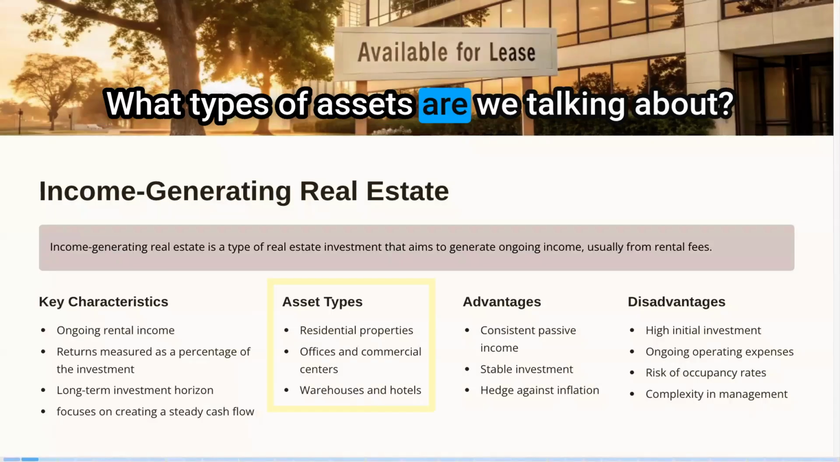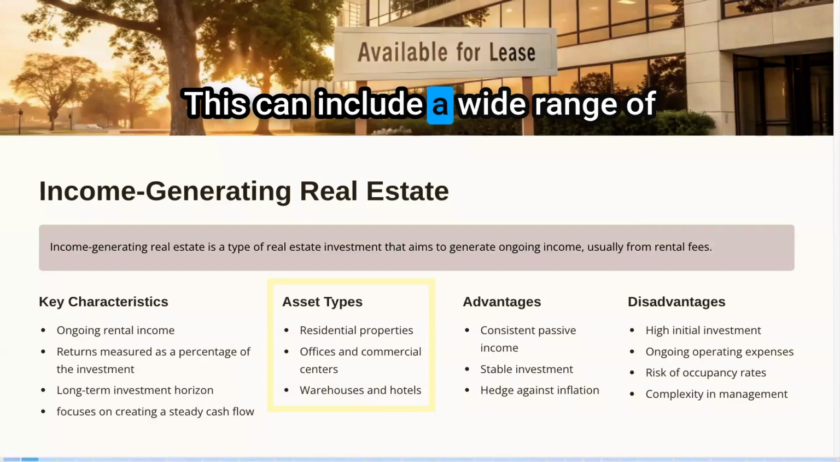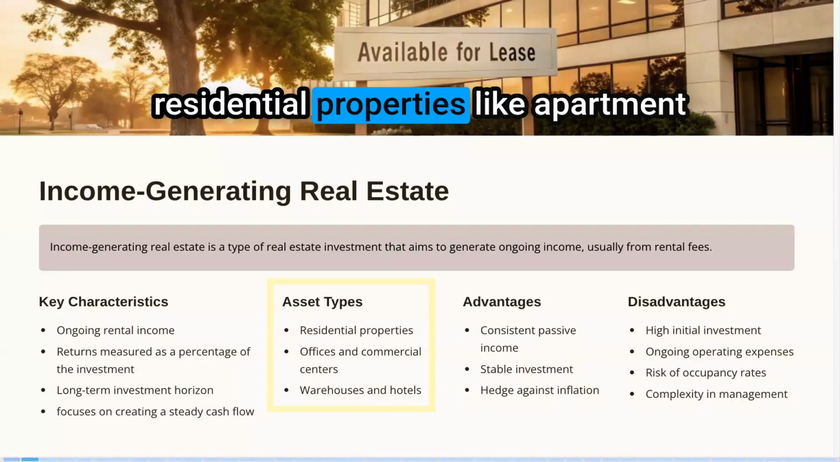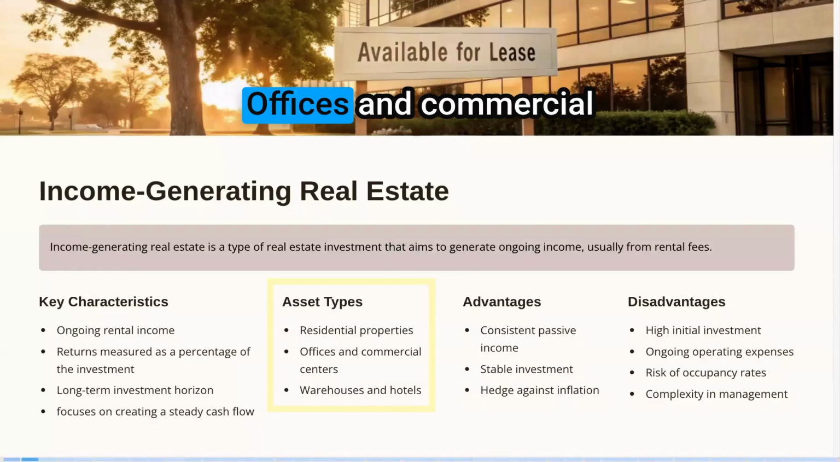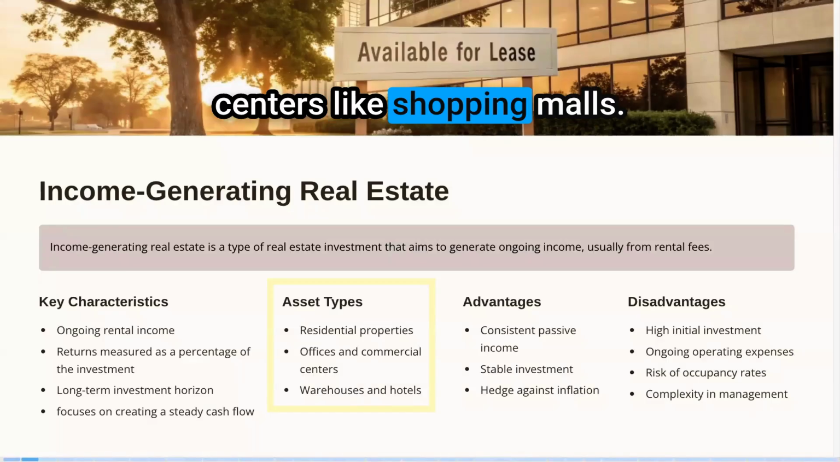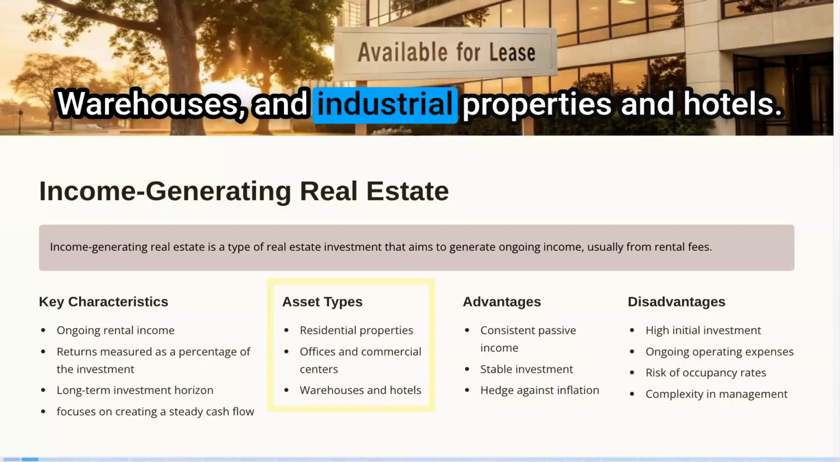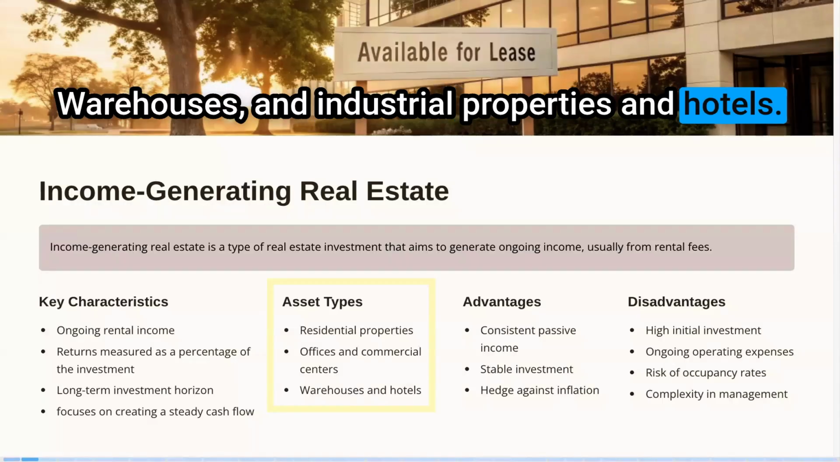What types of assets are we talking about? This can include a wide range of residential properties like apartment buildings or single family rental homes, offices and commercial centers like shopping malls, warehouses and industrial properties, and hotels.